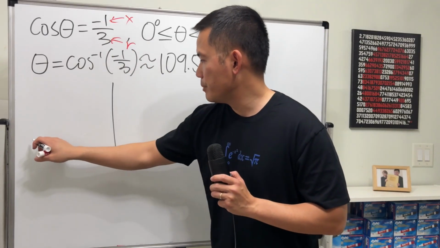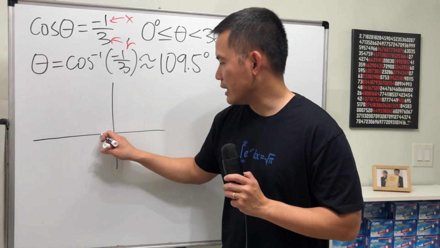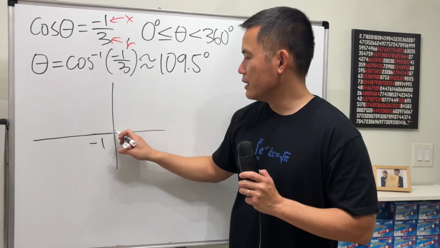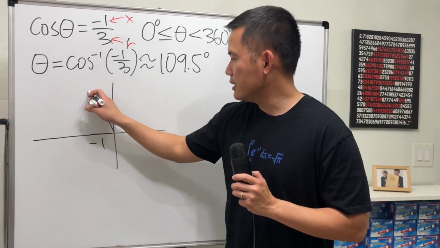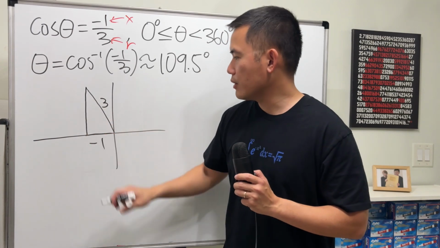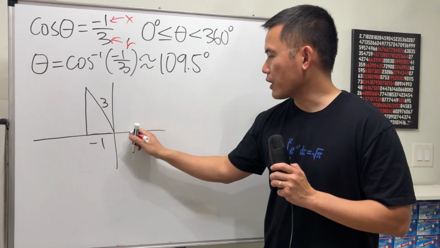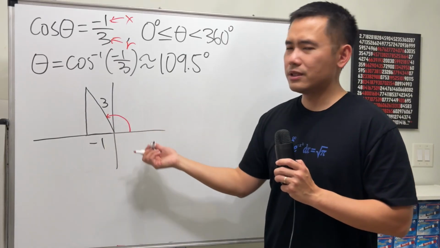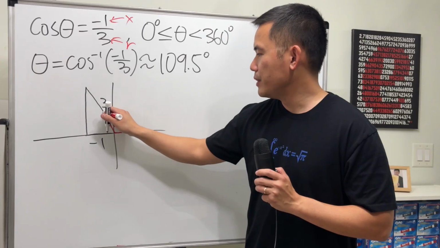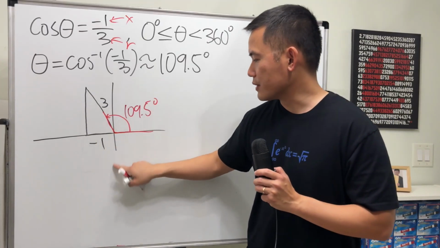And here is a picture for that. Well, x is being negative 1. It's just to the left a little bit. Let's say right here, negative 1. And the r is 3. So I'm just going to kind of extend it to like this. This is like 3. And here is my triangle. The 109.5 degrees is the measure from here to here. And of course the picture makes perfect sense because this angle is bigger than 90 degrees. 109.5 degrees. And that's our first answer.